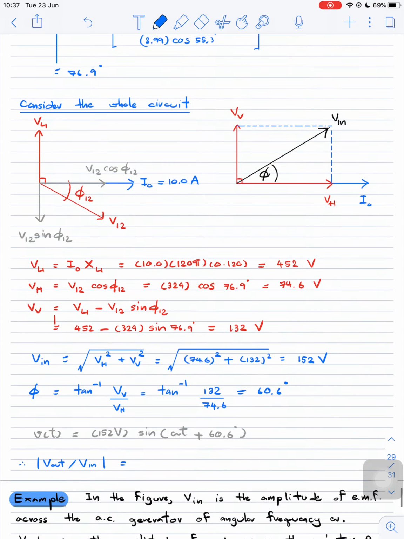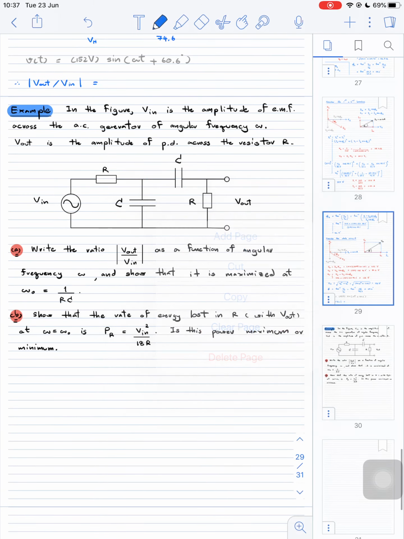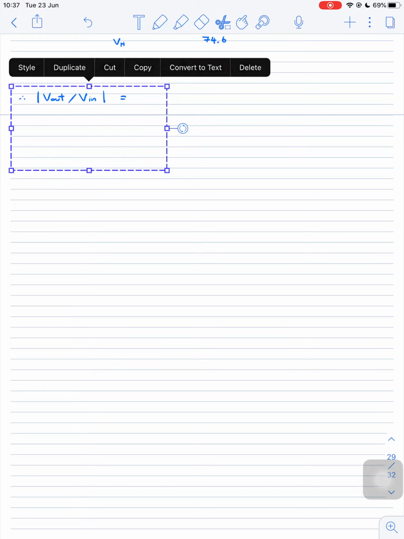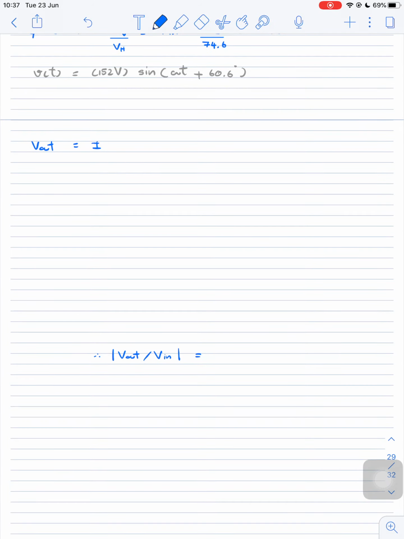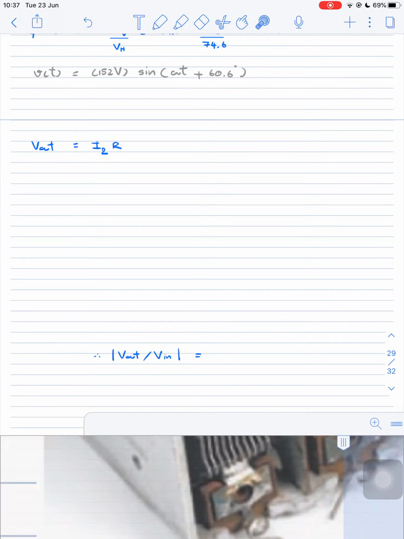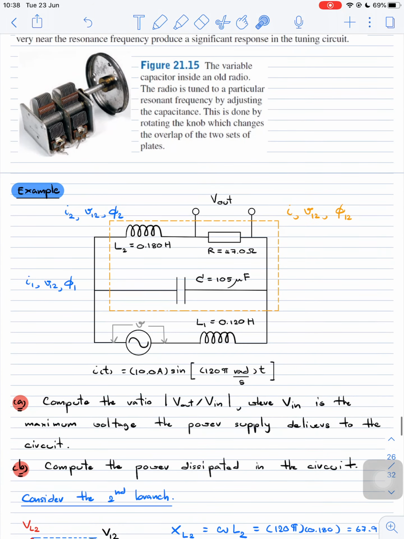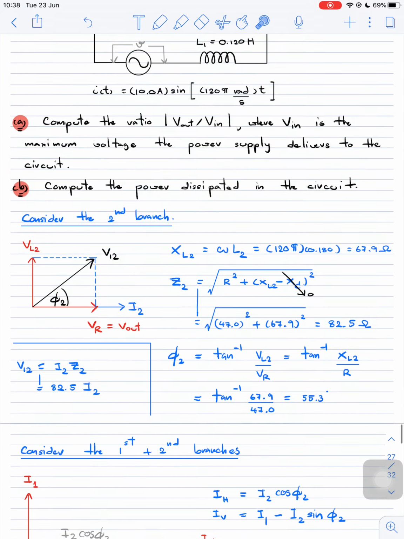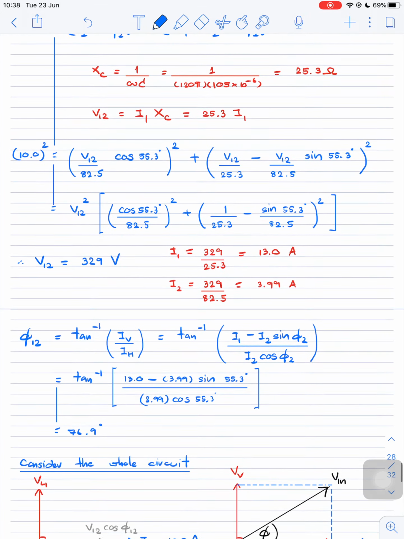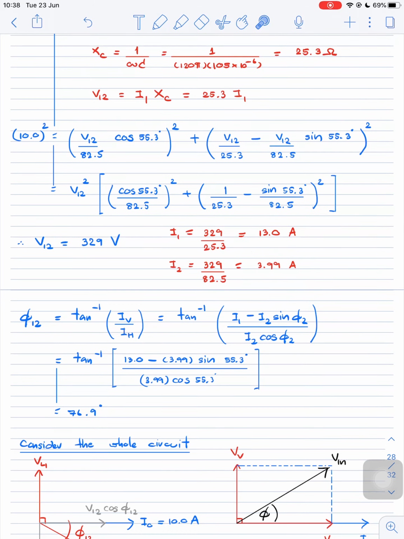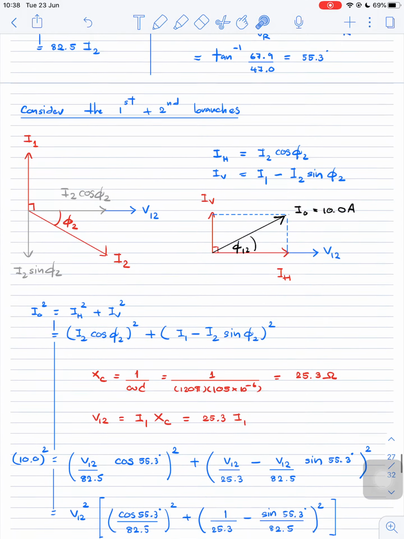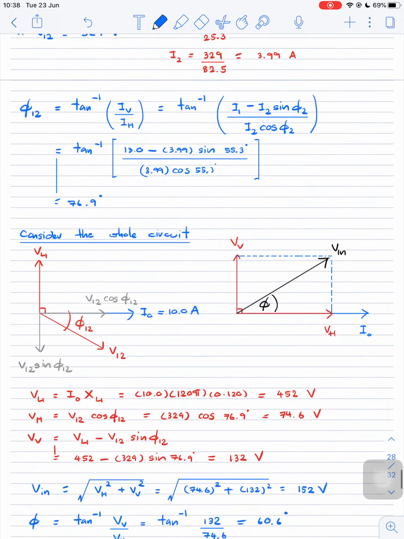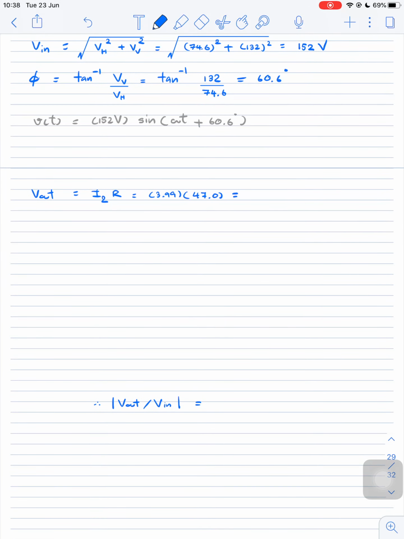The V_out is equal to the current through the resistor, which is I_2, times the resistance R, because the current through the resistor is I_2 here, times the resistance. So what is I_2? I_2 is equal to 3.99 amperes, and then times R. What is R? R is 47.0 ohms. So we get that V_out is equal to 187 volts.